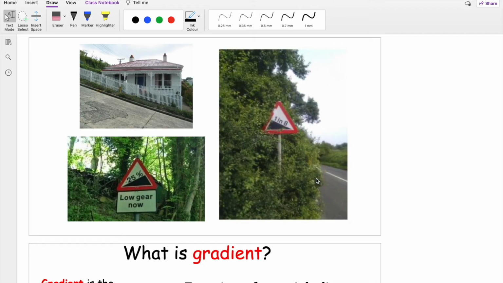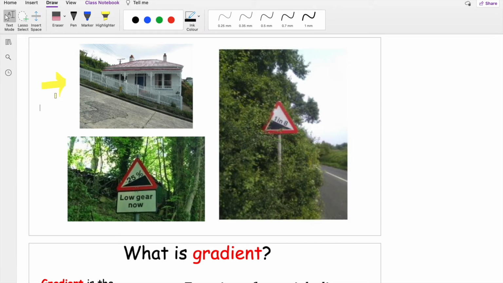I'm going to be talking about gradient. Gradient is quite often linked to hills in real life. As you can see in this image over here, we have a hill. Now, we can describe the steepness of that hill by talking about its gradient. Gradient is the measure of how steep a hill is in real life.